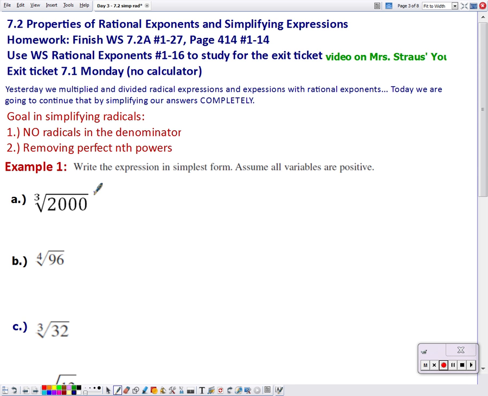So here we go. Write the expression in simplest form. Assume all variables are positive. We don't have any variables, so it doesn't really matter. I have the cube root of 2,000.